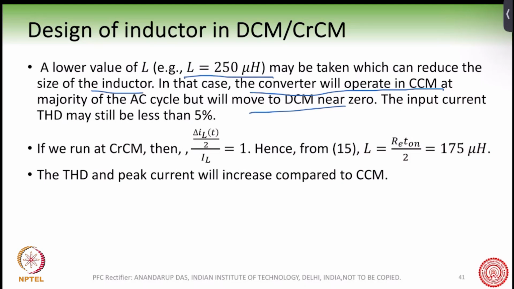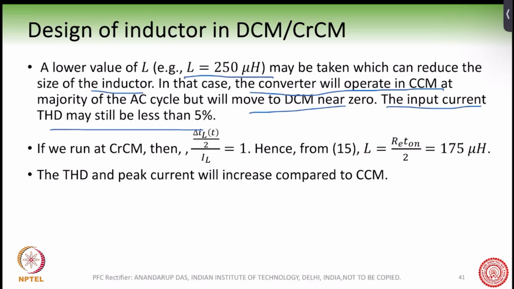Now we are reducing the size of the inductor. As I told you before, at the lower values of the AC cycle, close to zero, it will move into DCM or CRCM. But at higher values, it will go to CCM. Still it may be acceptable. We have to see this. The input current THD may still be less than 5%. We are trying to reduce or optimize the size of the inductor.